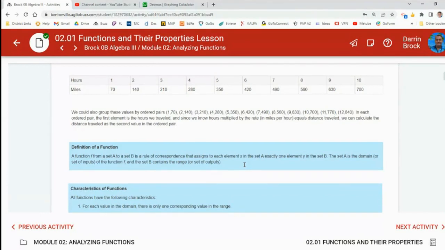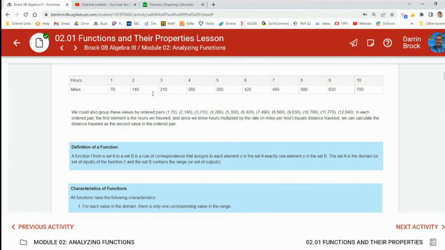That's what it is. For every x, there's only one y. For 4 hours, there's only one value that goes with 4, 280. That's the only value. So this is a function. For 6, there's only one value. For 7, there's only one value. For 2, there's only one value. There's only one y for any given x.